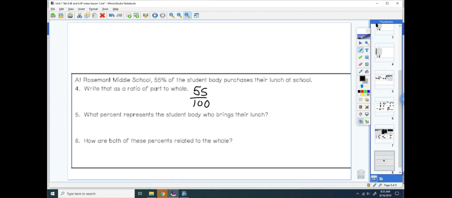What percent represents the student body who brings their lunch? Okay, so this is the people who bought their lunch. Now I want to figure out who brings their lunch. Well, 55 kids out of 100 bought their lunch. I can do 100 minus 55, and you get 45. So that means 45% of them brought their lunch, because it's the same thing as 45 out of 100.